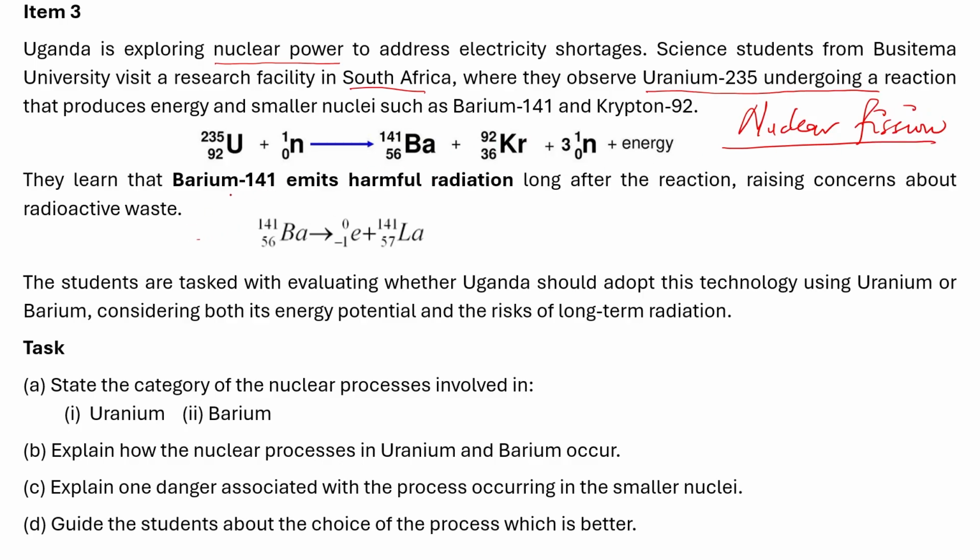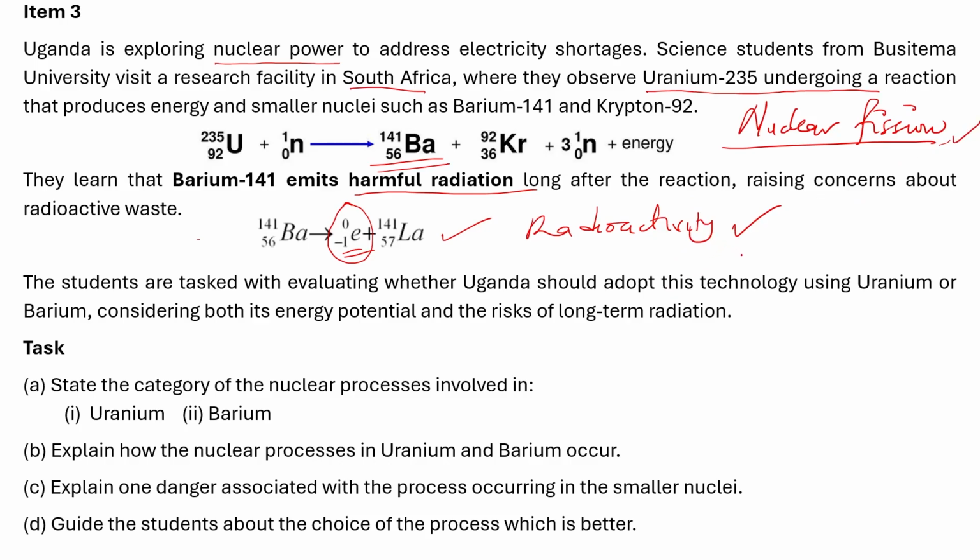Now, they learn that barium-141, this product of fission here, emits harmful radiation. So a supporting equation is here. So now this is radioactivity because there is beta decay, because this is a beta particle. Emission of radiations, this is of course radioactivity. So there are two processes here in this item.